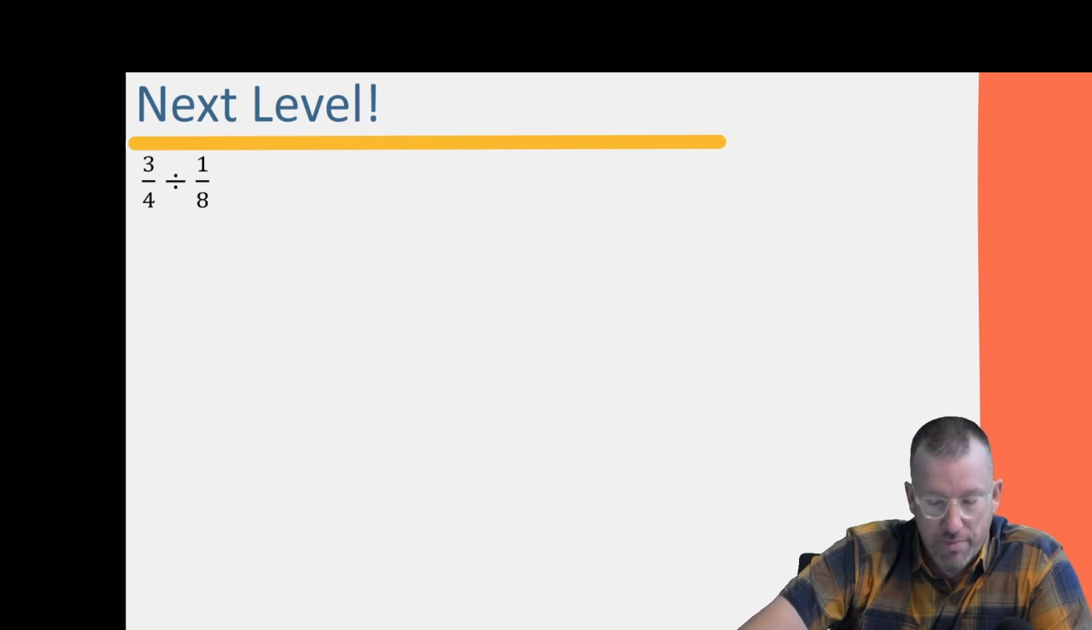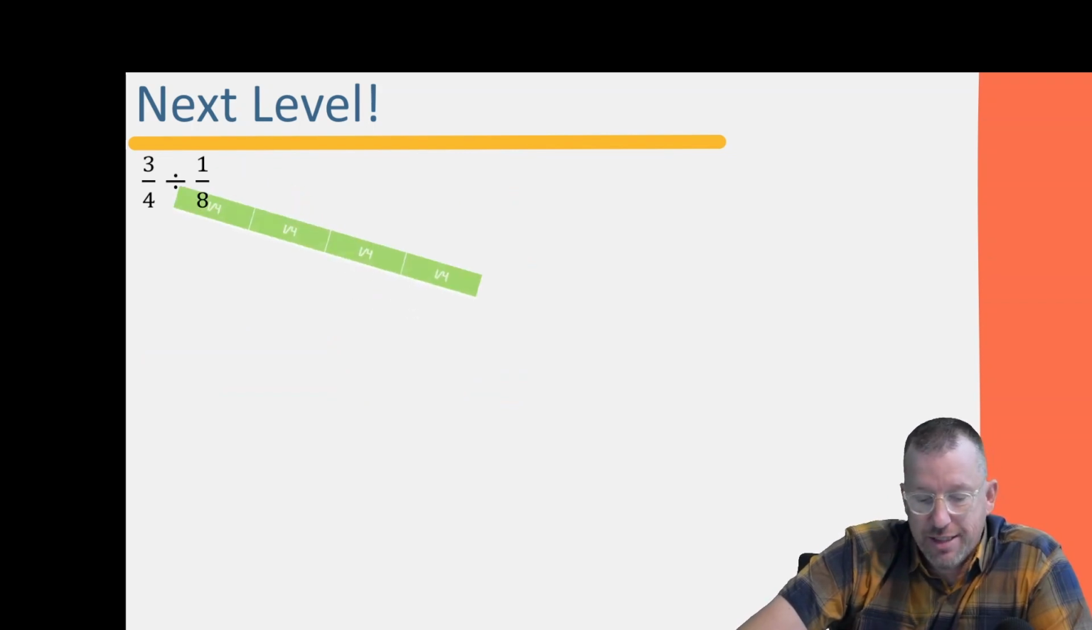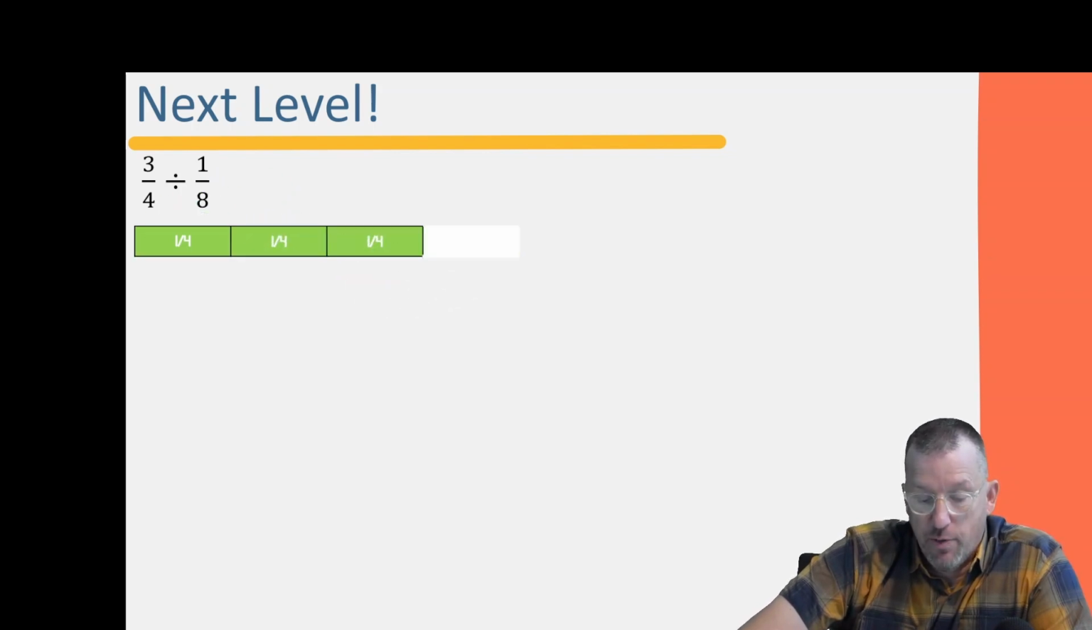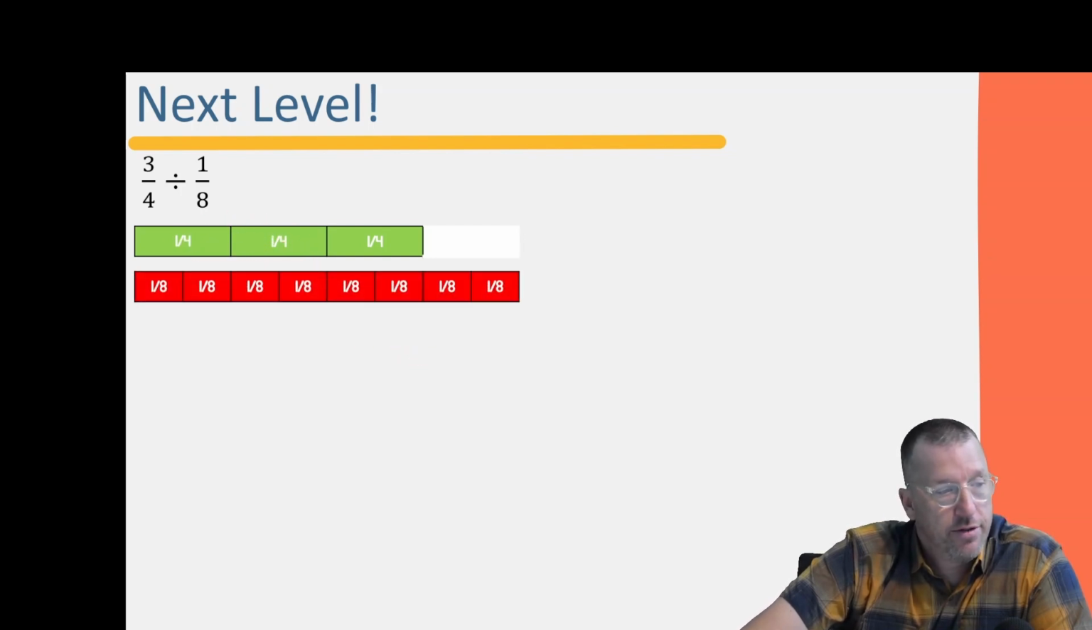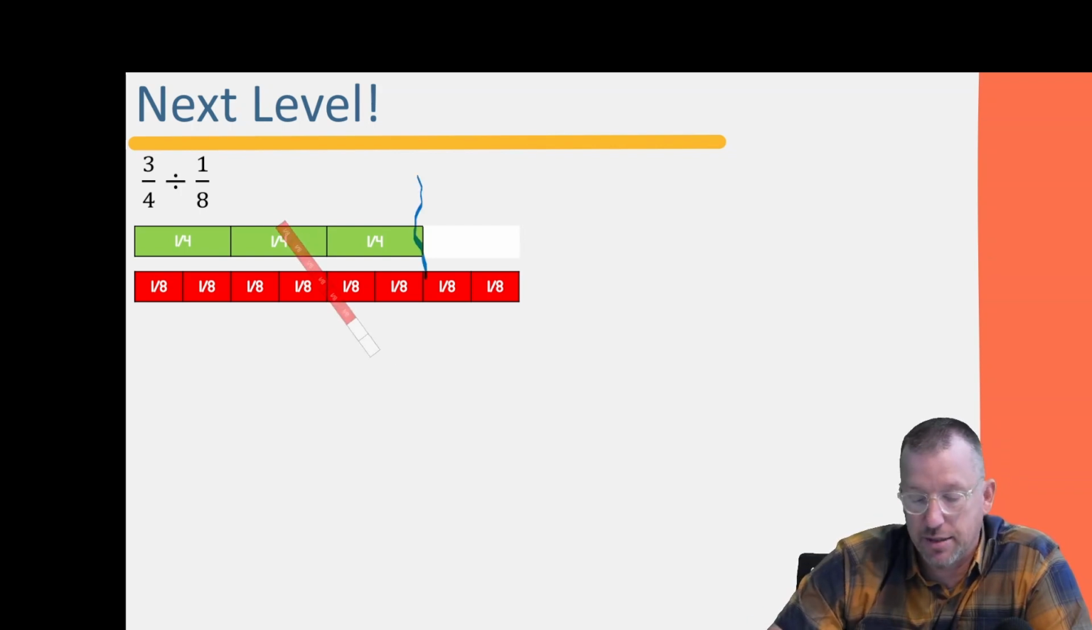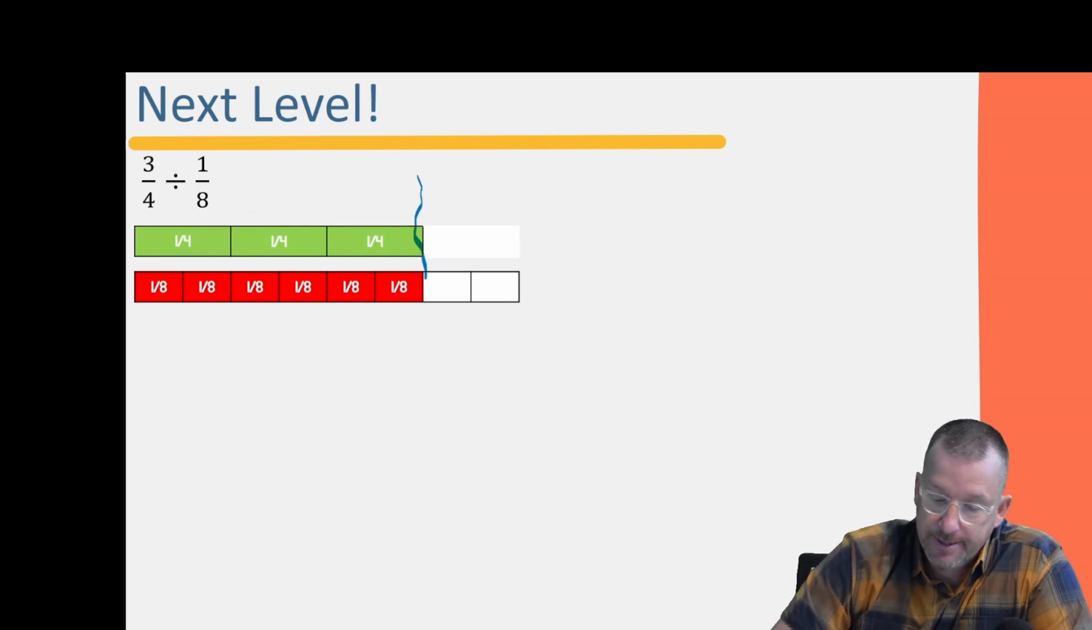Uh-oh, next level, we must be getting harder. Now we're going to take 3 fourths. So that's what 4 fourths looks like. We only need 3 of them. And we're going to break it into eighths. What do eighths look like? There's 8 of them. 8 eighths equals a whole. We don't need all of them, because we only need the 3 fourths. We only need enough to break this 3 fourths into eighths. So we get rid of some of those.